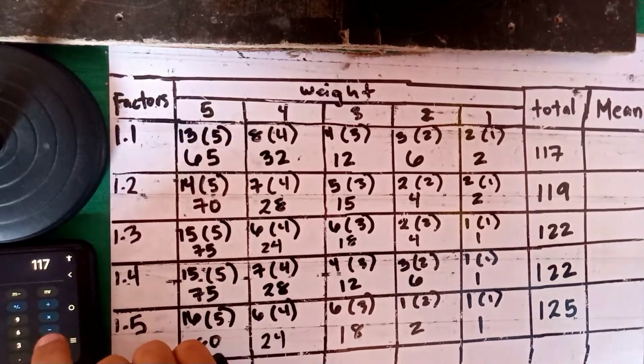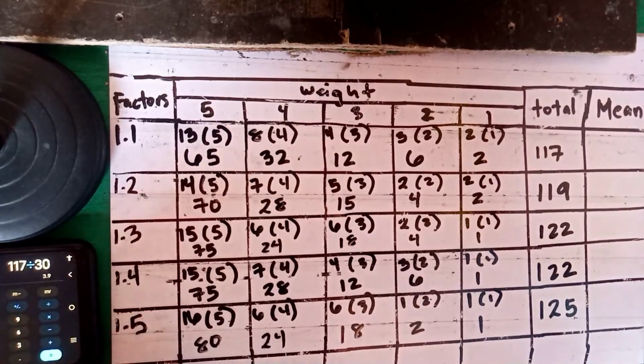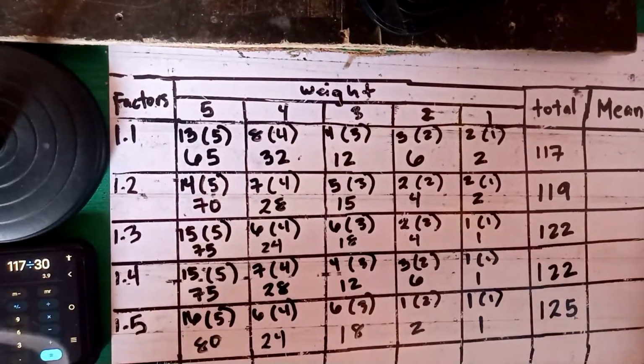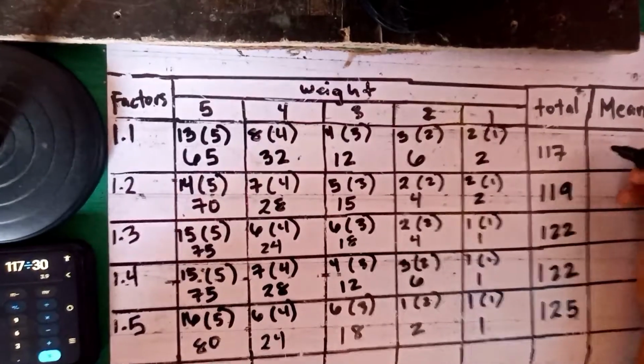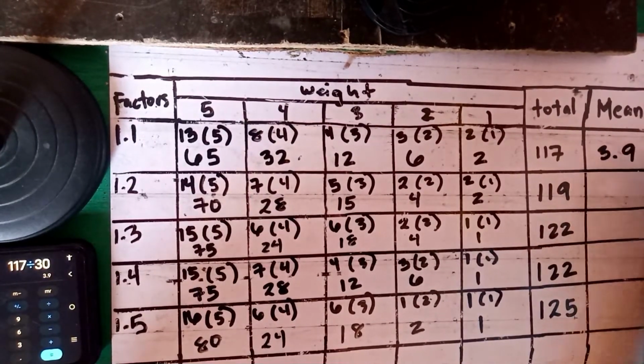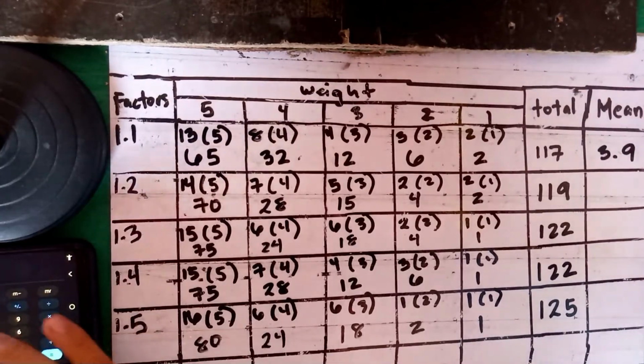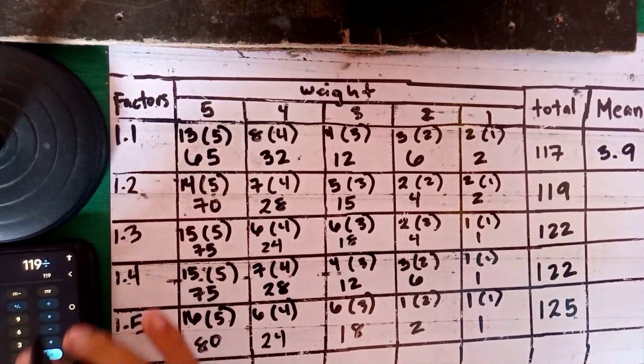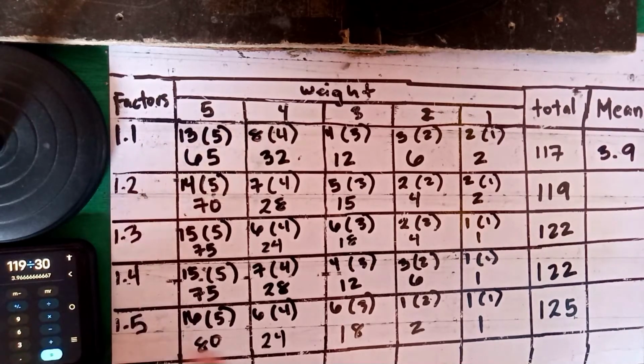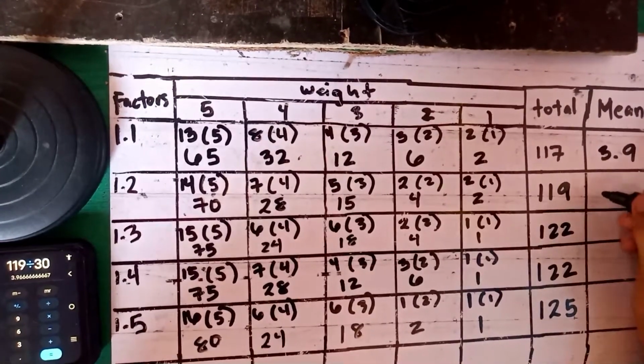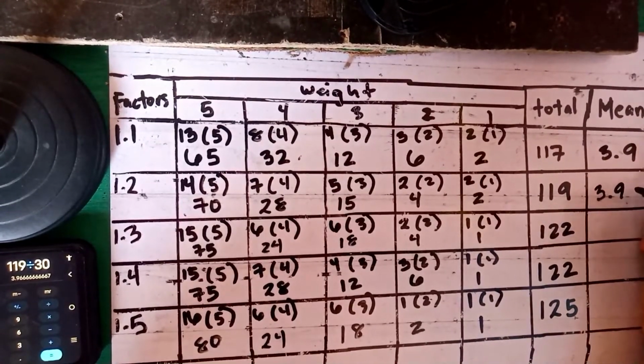117 divided by 30. So that would be 3.9. That would be 3.9. 119 divided by 30 would be 3.97.